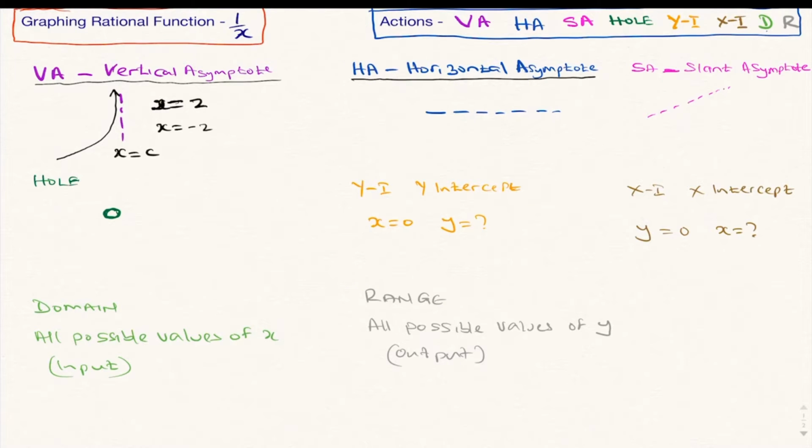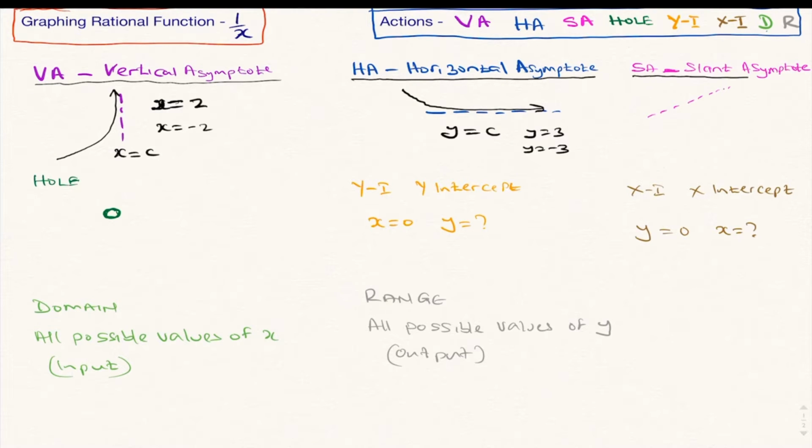The next point is horizontal asymptote. Horizontal asymptote is the imaginary horizontal line that a curve approaches but never touches. This line is a line of y equals c, such as y equals 3 or y equals minus 3.